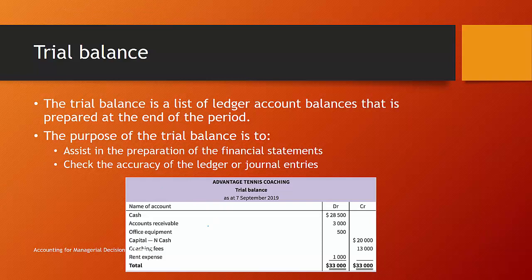So we can see in this particular example here, we've got a number of accounts with debit balances equaling 33,000 and a number of accounts with credit balances equaling 33,000. Just because they balance doesn't mean that you're correct, but if they don't balance, you can absolutely be sure that you have made a mistake.